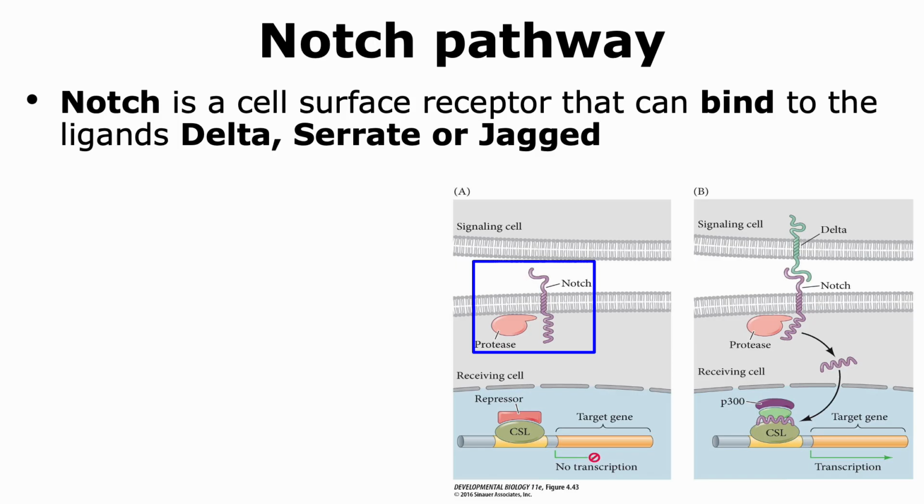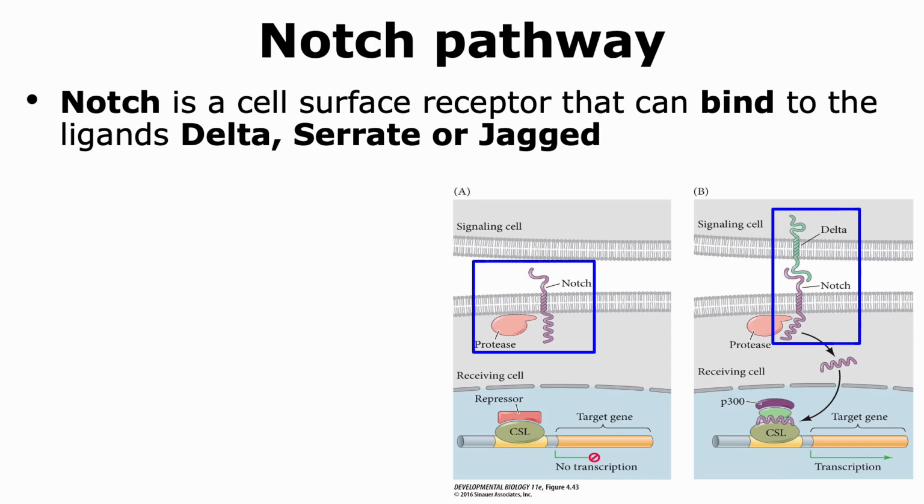As shown in the figure here, we can see notch is actually a cell surface protein, and it is associated with the protease that is present on the intracellular part of notch. This is the receiving cell that is going to be getting the actual signals. Now, the signaling cell, which is the one that is actually making the ligand, which in this case is delta. Now, delta, as you can see, is also a membrane protein and hence it is not secreted.